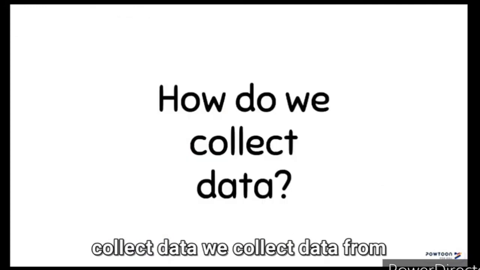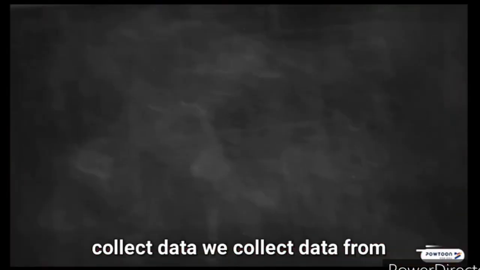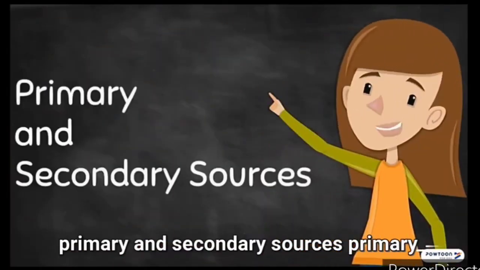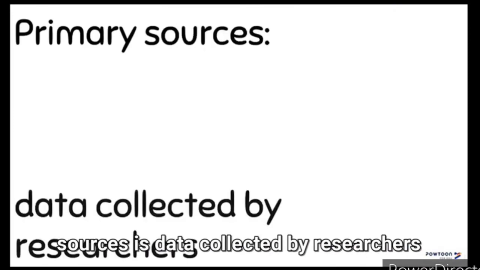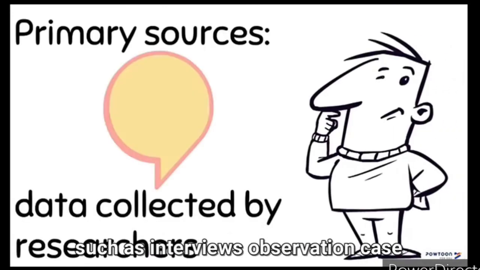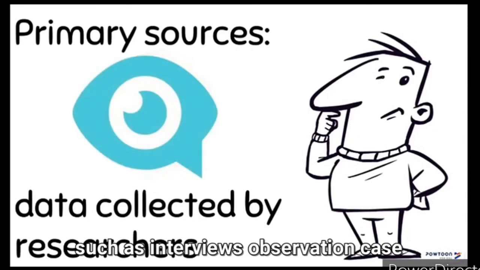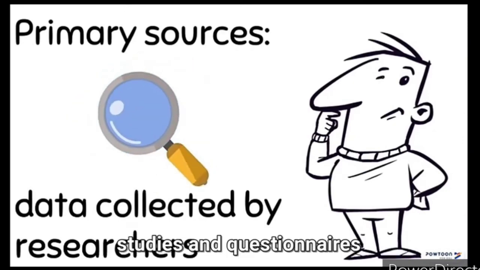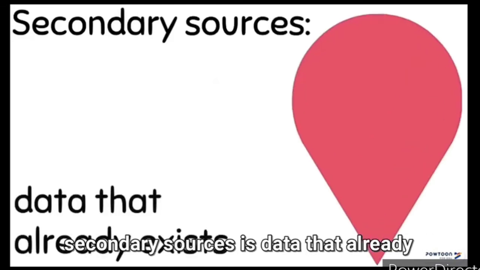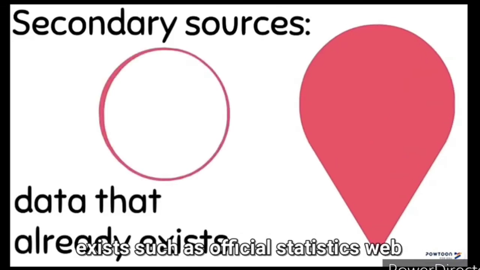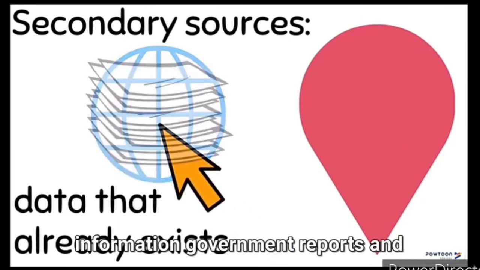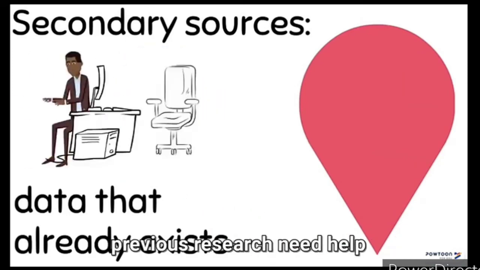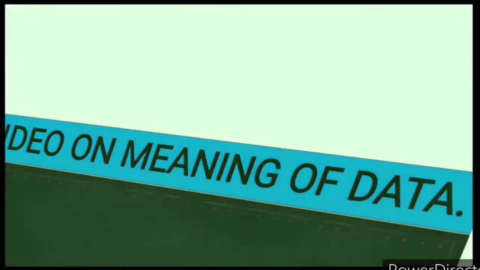Finally, how do we collect data? We collect data from primary and secondary sources. Primary sources are data collected by researchers, such as interviews, observations, case studies, and questionnaires. Secondary sources are data that already exist, such as official statistics, web information, government reports, and previous research.